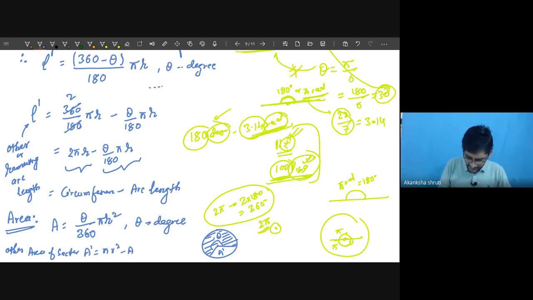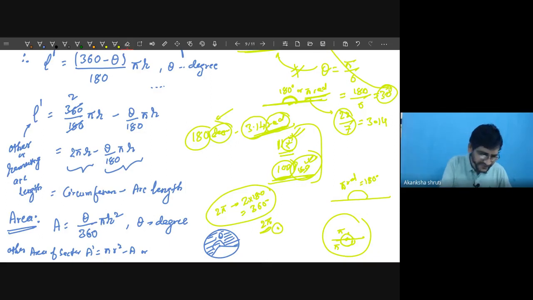Or this you may also calculate by considering the remaining angle. The remaining angle in this case will be this one. So we have taken the angle in terms of degree, so 360 minus theta. Substitute it. Rather than using this one, I am going to use this one. So in place of theta, I will substitute (360 minus theta) divided by 360 into pi r square. Okay, it is in bracket.